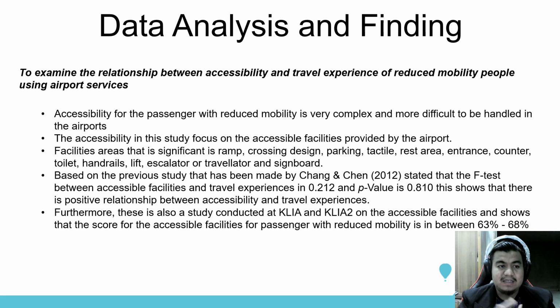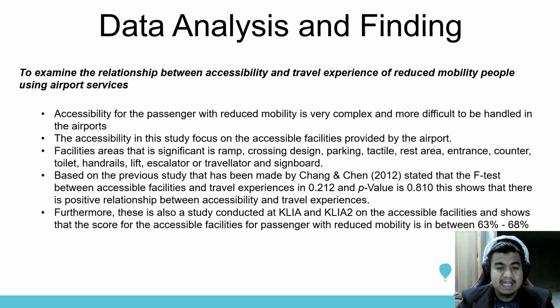Next is the data analysis and finding. To examine the relationship between accessibility and travel experience of reduced mobility people using the airport service: accessibility for the passenger with reduced mobility is very complex and more difficult to handle in the airport. In this accessibility, we focus on the accessible facilities provided by the airport, such as ramp, crossing design, parking, tactile, rest area, entrance, counter, toilets, handrail, lift, escalator or travelator, and signboard for the passenger with reduced mobility.